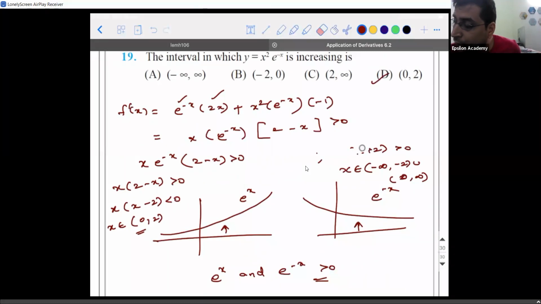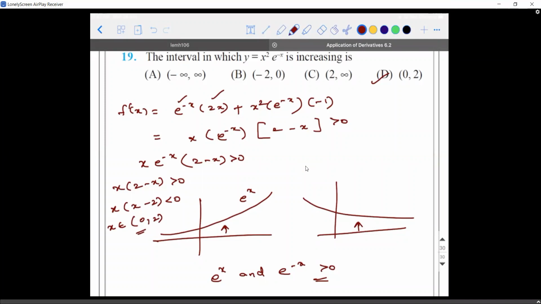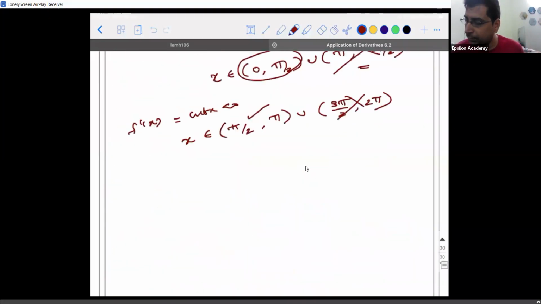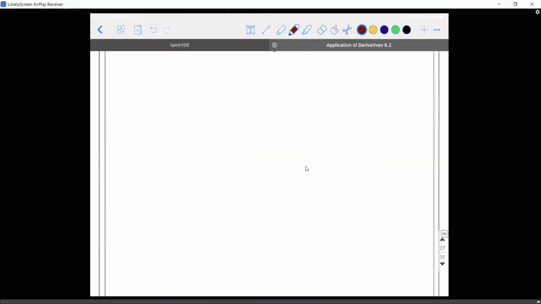I'm sorry for this thing. Clear? It's a good problem actually. I think the 10th problem alone we are supposed to do, right? Yes, sir. What is the question?